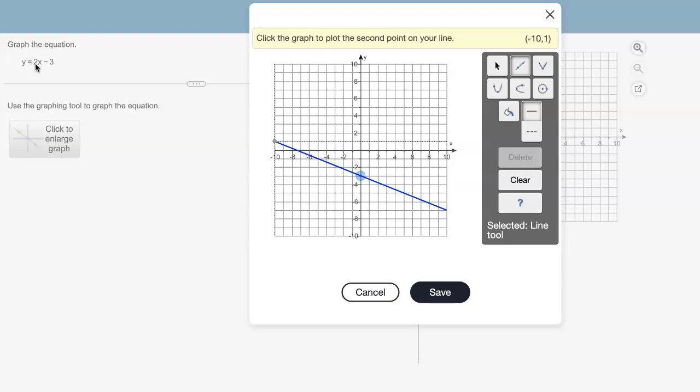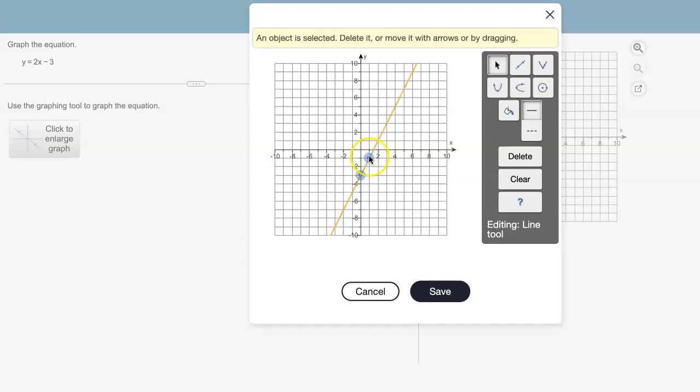Or if we translate that in terms of change in y over change in x, or rise over run, we would have to rise or go up 2 units in the y direction from this point 0, -3, and then go to the right 1 unit. So here, according to our slope, we go up 2 units and to the right 1, and then we click on that new point that's there, and that is how we get this line.